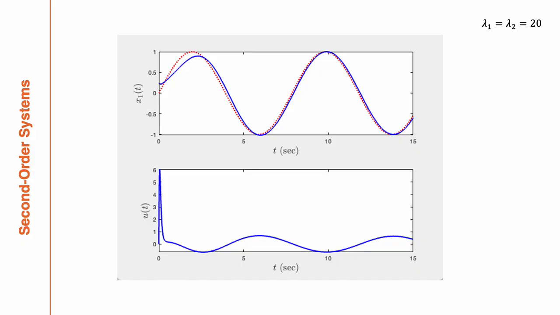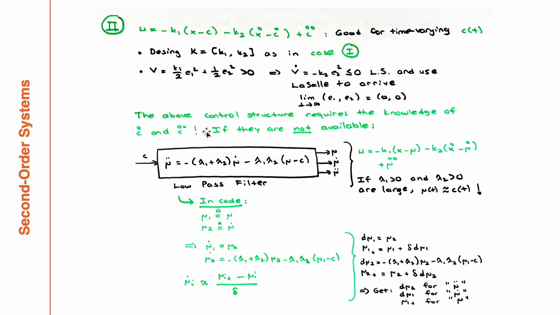Engineeringly, you can track any time varying command without knowing C dot and C dot dot. If this creates a problem for you, you can use the first algorithm that you see if C dot and C dot dot are available to you.